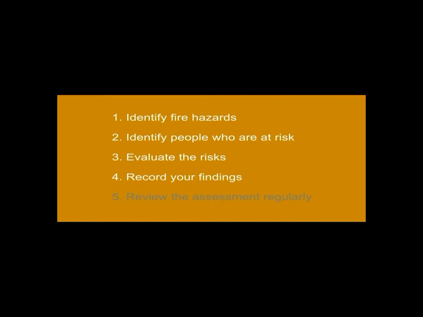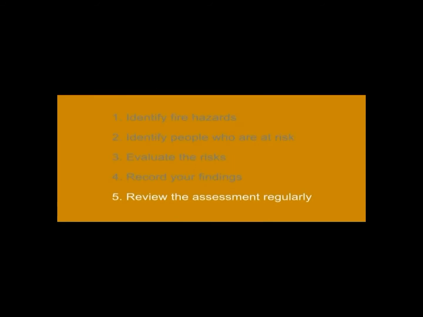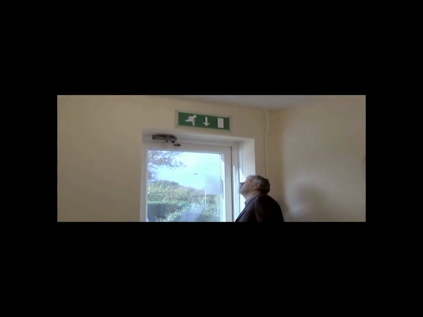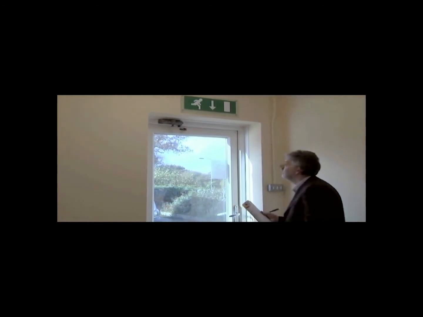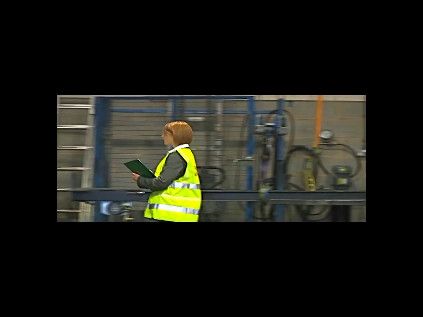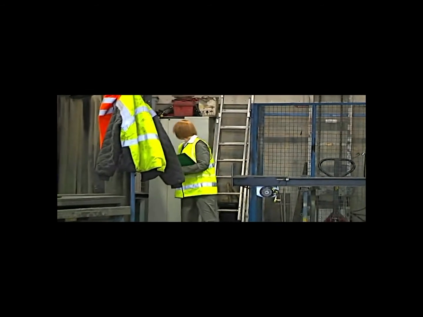We now come to the 5th step of any fire risk assessment. Once you have completed an assessment and implemented the results and recommendations, you need to regularly review it. For most businesses, this will be every 12 months. However, if the premises or parts of the premises are of high fire risk, you should consider more frequent reviews.